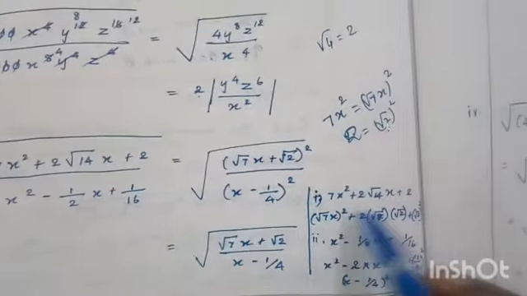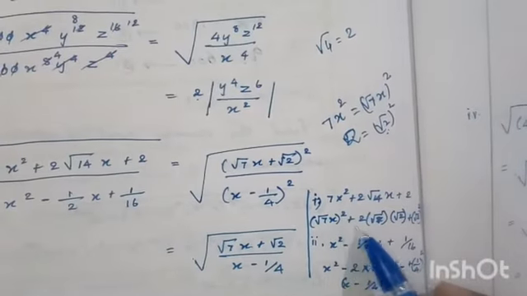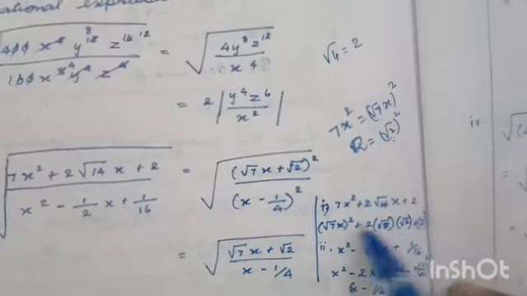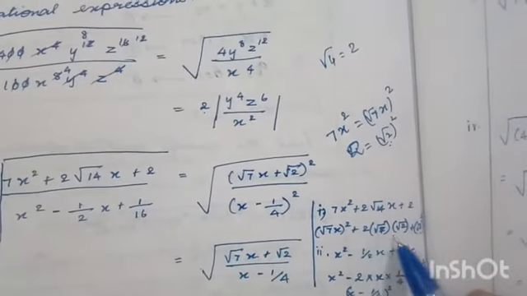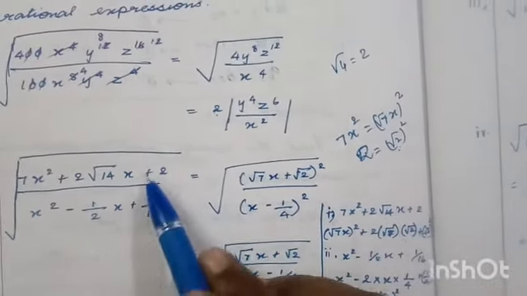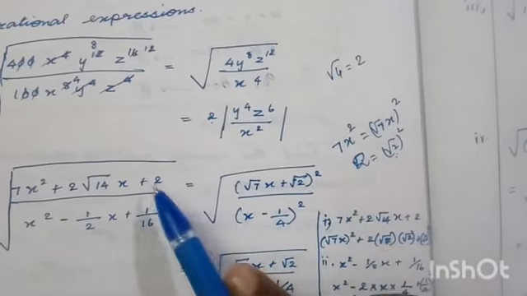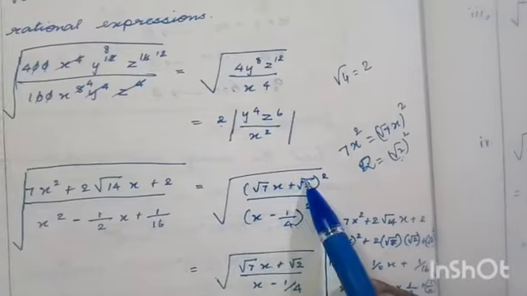So you have to use this format: a square plus 2ab plus b square. It is written as root 7x square plus 2 into root 7 into root 2 plus root 2 whole square. So this is rewritten as root 7x plus root 2 whole square. It is in the form a plus b whole square.